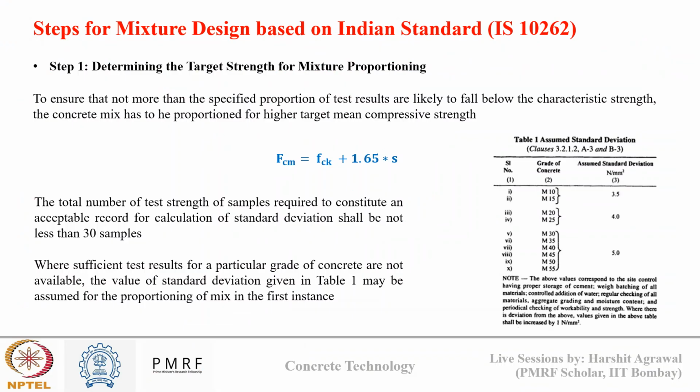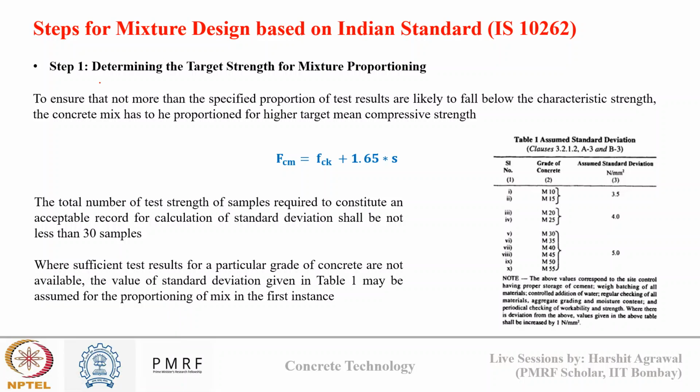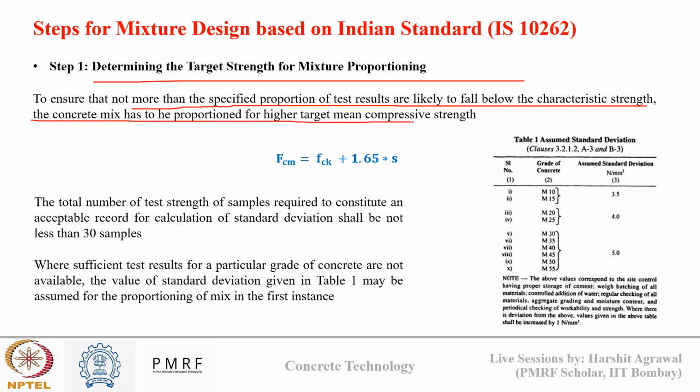Okay, so now after IS 456, we have IS 10262. Now, according to IS 10262, the steps of concrete mixture design are as follows. So, step 1 is determining the target mean strength for mixture proportioning. To ensure that not more than a specific proportion of test results are likely to fall below characteristic strength, the concrete mix has to be proportioned with a higher target mean compressive strength. So that's why we use this equation.